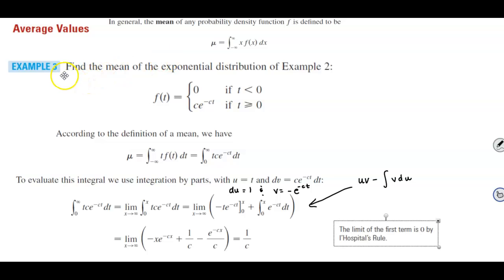Now for example number 3, we want to be able to find the mean of the exponential distribution of example 2, where the piecewise function states that f of t was equal to 0 if t is less than 0, and f of t is equal to the function c e to the negative ct if t is greater than or equal to 0. Now according to the definition of a mean, we have the population mean going from negative infinity to infinity, t f of t dt, since we're replacing x with t.